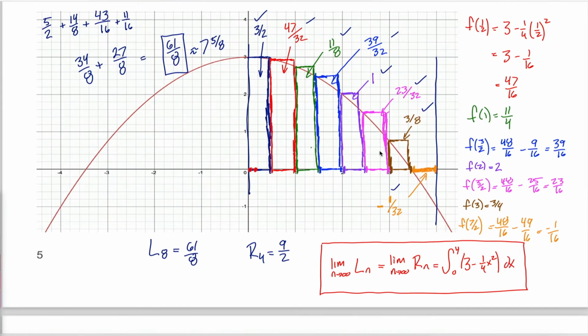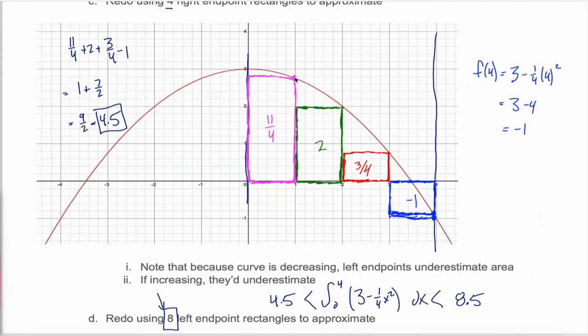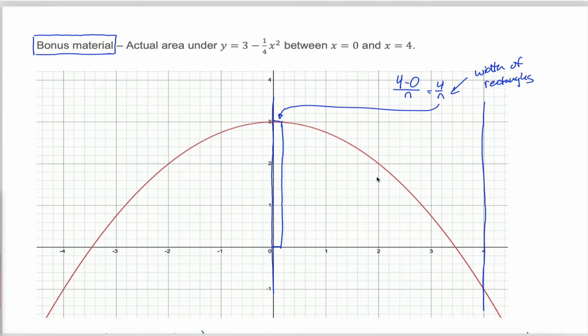You're like, ooh, wait a minute, it depends. If we're using left endpoint approximation, I'm going to use the left endpoint of each of these rectangles. And if we're using right endpoint approximation, I'm going to use the right endpoint of each of these rectangles. So which one are we using? Well, it turns out it doesn't matter.